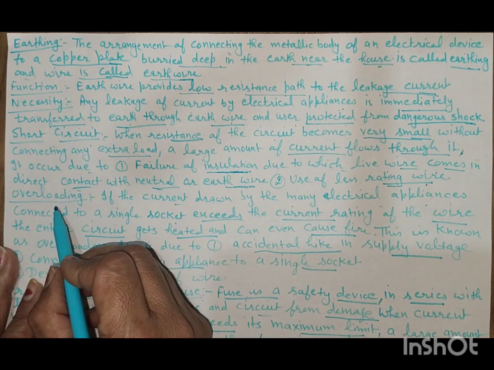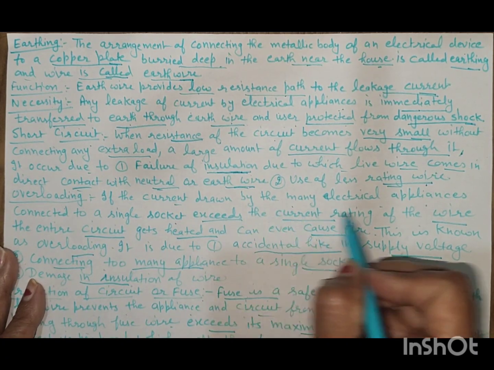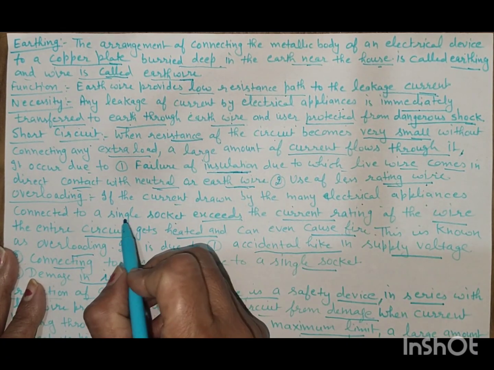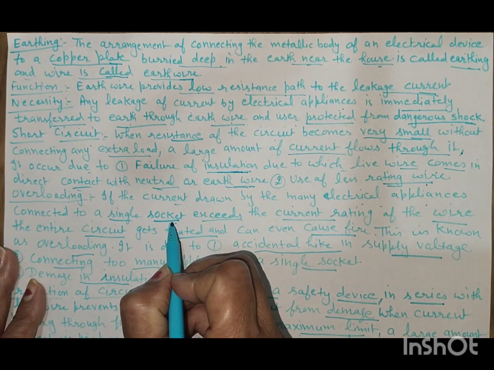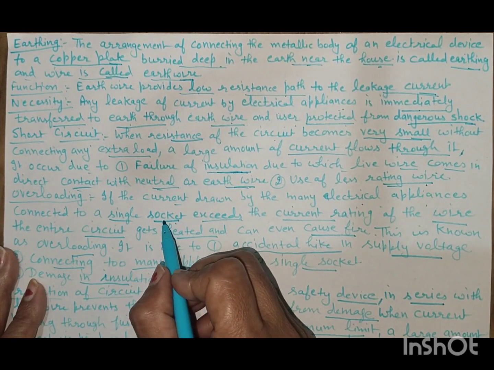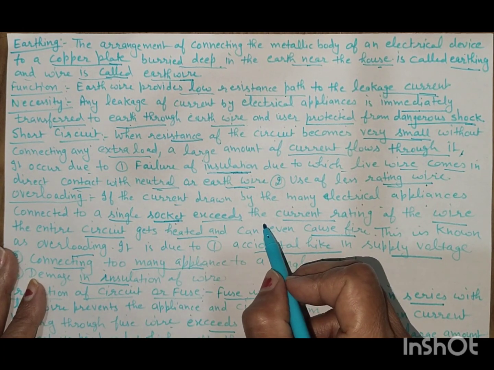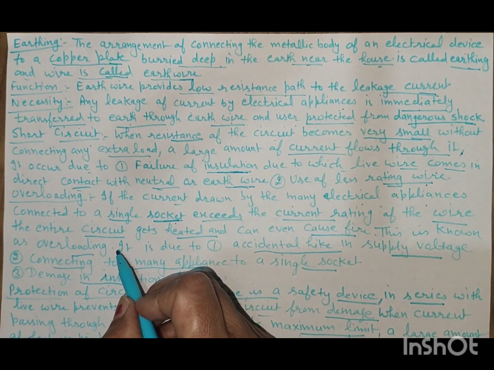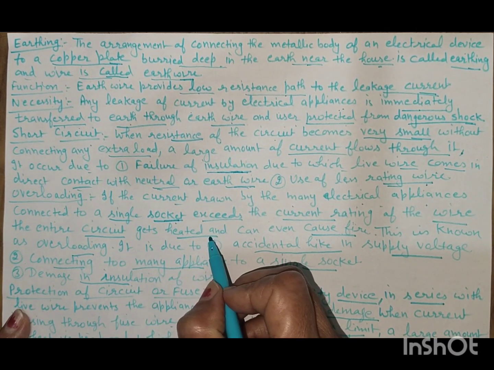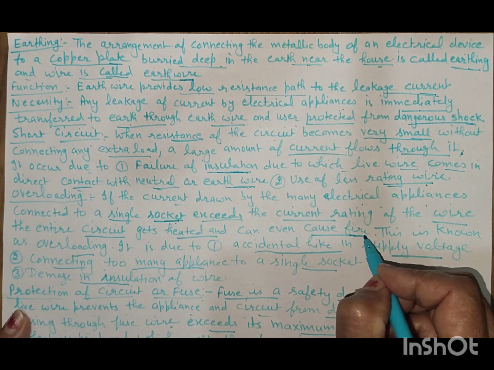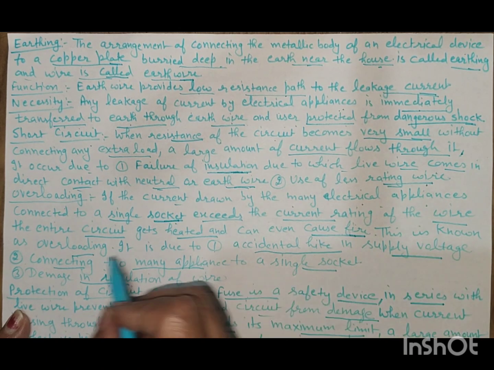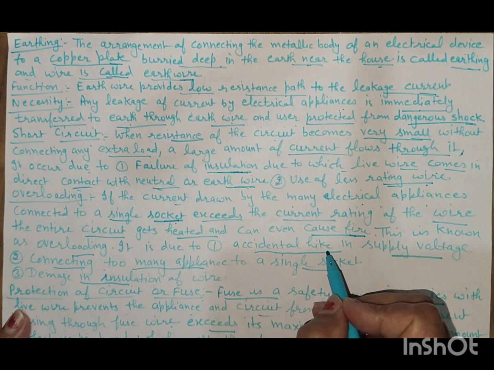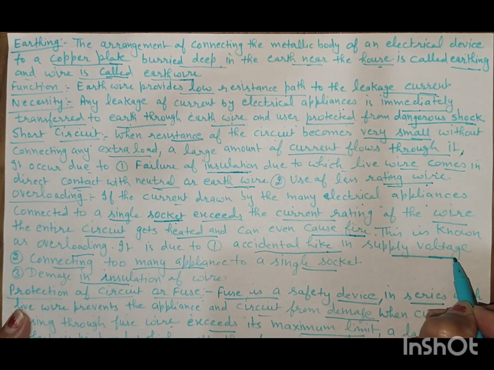What is overloading? If many appliances are connected to a single socket and the current drawn exceeds the current rating of the wire, the entire circuit gets heated up and can even cause fire. This is known as overloading. It is due to an accidental hike in the supply voltage.